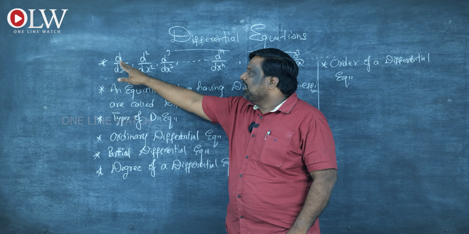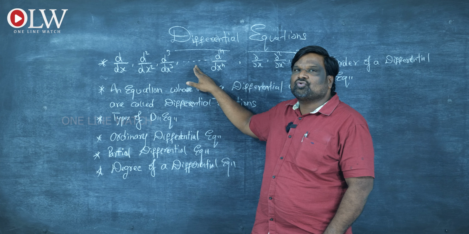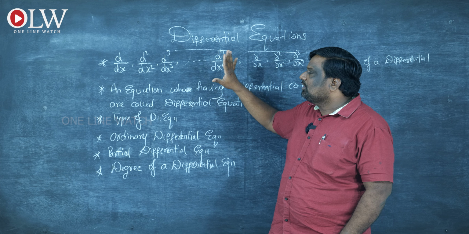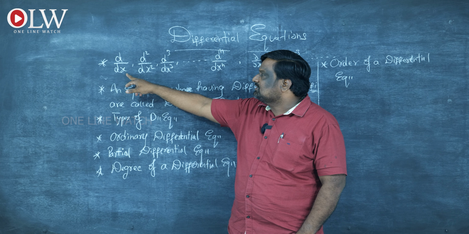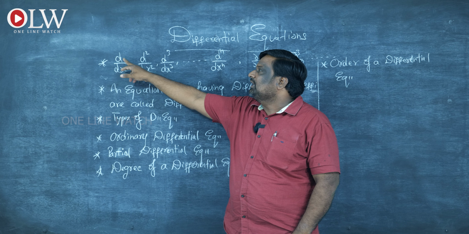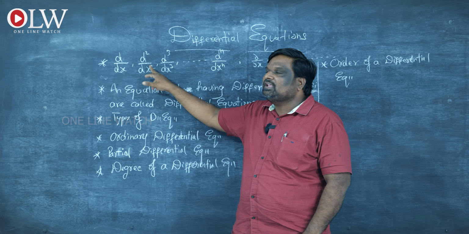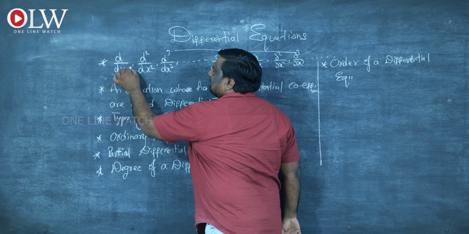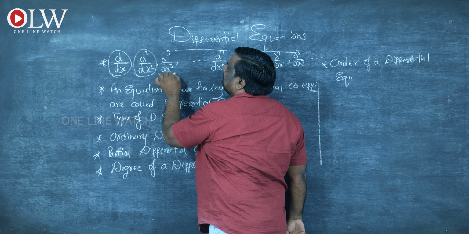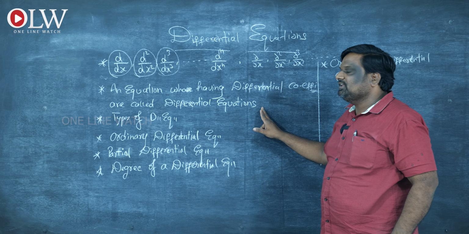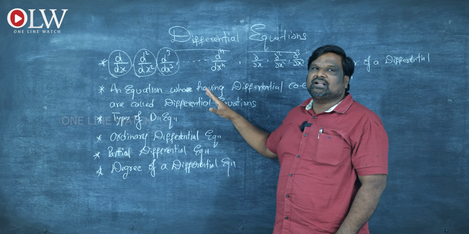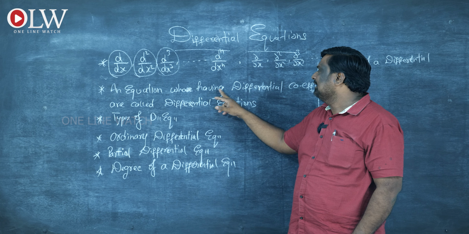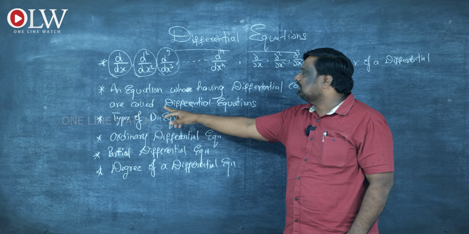So here d by dx, d square by dx square and so on, d to the power of n by dx to the power of n, are called differential coefficients. Here x is the independent variable. Sometimes we have to use dy by dx and sometimes d square y by dx square, whatever it may be. So an equation which involves differential coefficients is called a differential equation. Simply, the definition of a differential equation is an equation having differential coefficients.